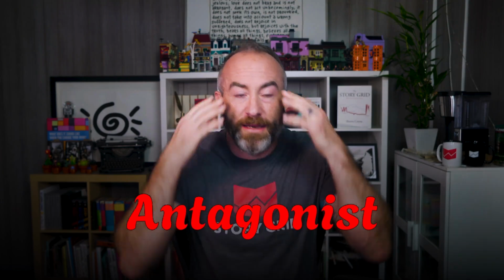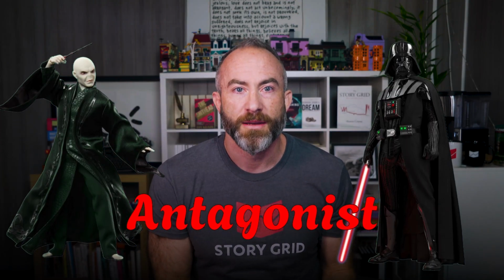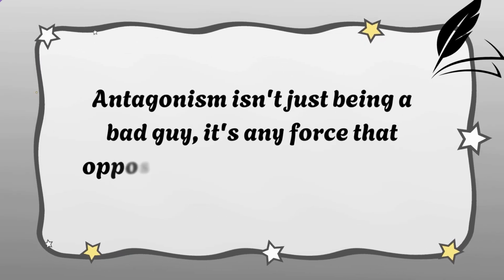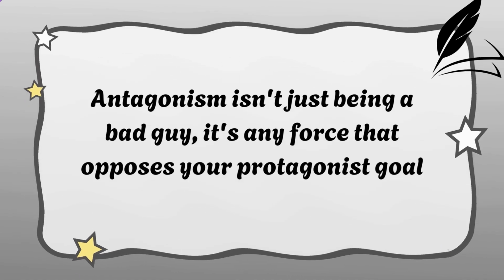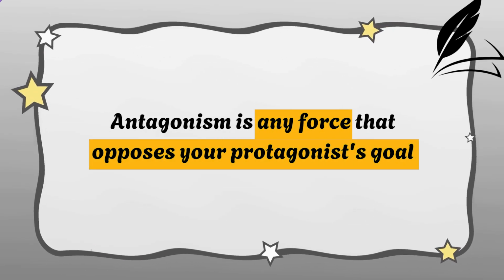Now, I know when we hear the word antagonist, I'm the same way. We immediately go to maybe our favorite villain from one of our favorite movies and books. But here's the truth. Antagonism isn't just a bad guy. It's any force that opposes your protagonist's goal. Let me say that again, because this changes everything. Antagonism is any force that opposes your protagonist's goal. That could be a person, obviously, but it could also be a snowstorm, a social norm, a ticking clock, or even the protagonist's own fear.